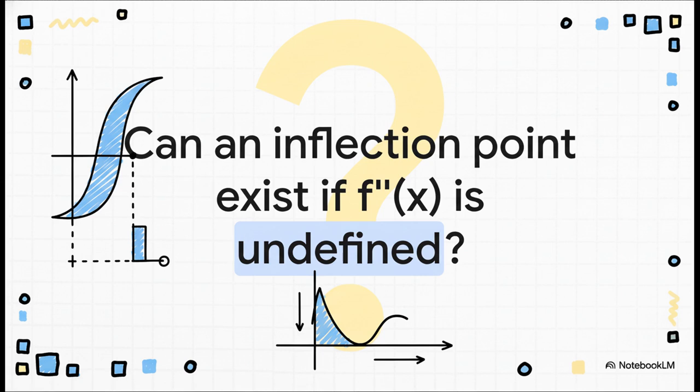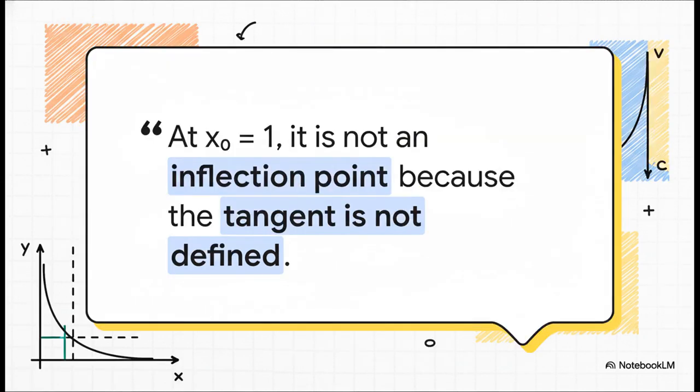What do you think? And this quote from another example in our source material gives us the clear answer. Even if the concavity does change at a point where the second derivative is undefined, it is not an inflection point if the function itself isn't differentiable there. In simple terms, that just means it doesn't have a smooth, non-vertical tangent line at that spot. And having a tangent line, well, that's a non-negotiable requirement for an inflection point.